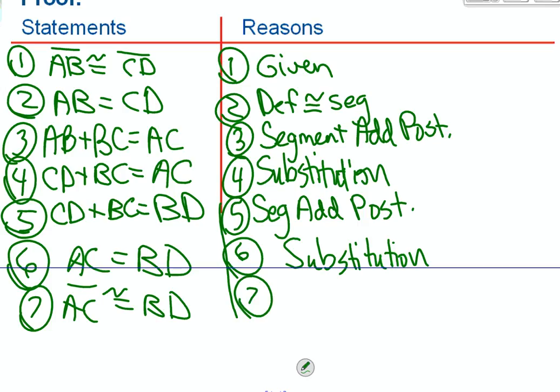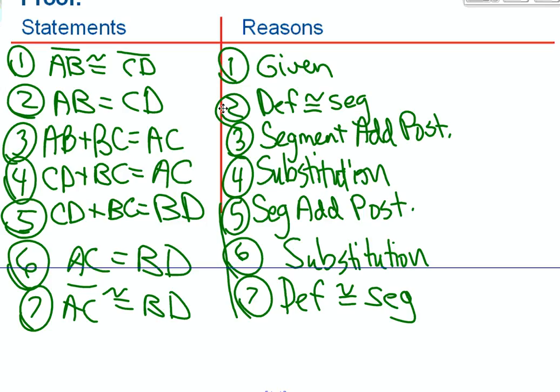And think about or look at your partial proofs. Do you have a thought on what the reason is for that? Definition of congruent segments. Definition of congruent segments. So notice we use that definition of congruent segments twice in this one. We used it to take off the "is congruent to," and then we used it again to put it back on. So remember, these are our first proofs we're writing.